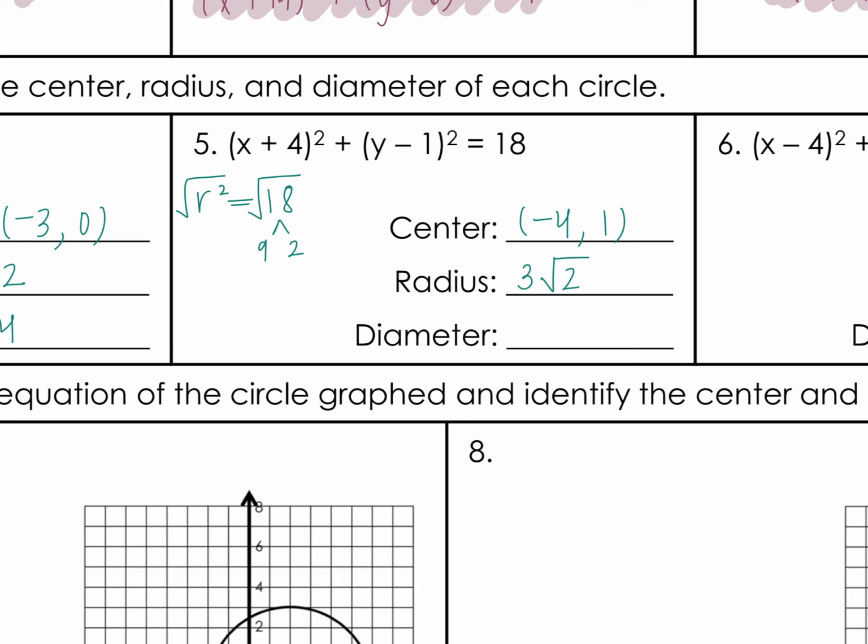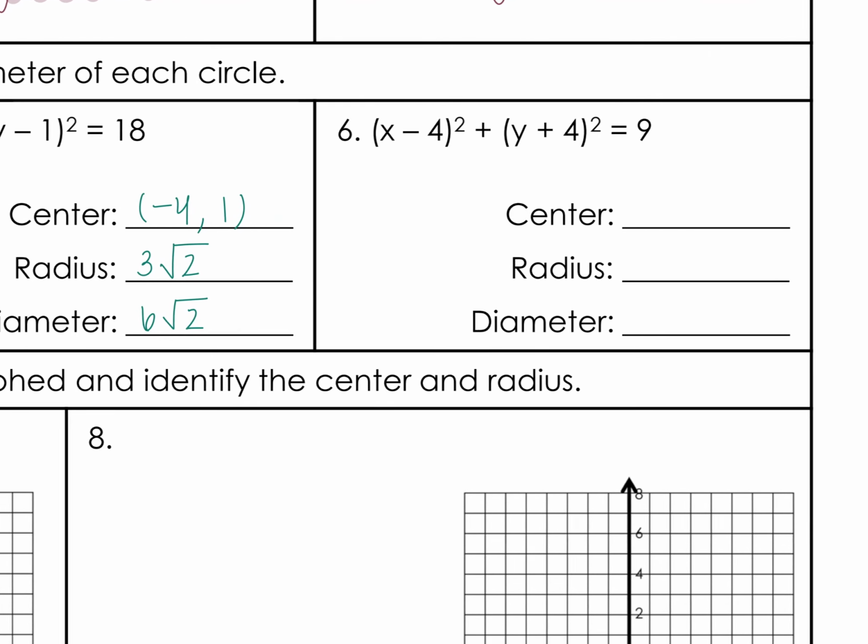And then for my diameter, I'm just going to multiply that by 2. And remember, when you multiply a radical by 2, you are just going to multiply the outside number. So 2 times 3 gives you 6, and then we'll have that square root of 2.